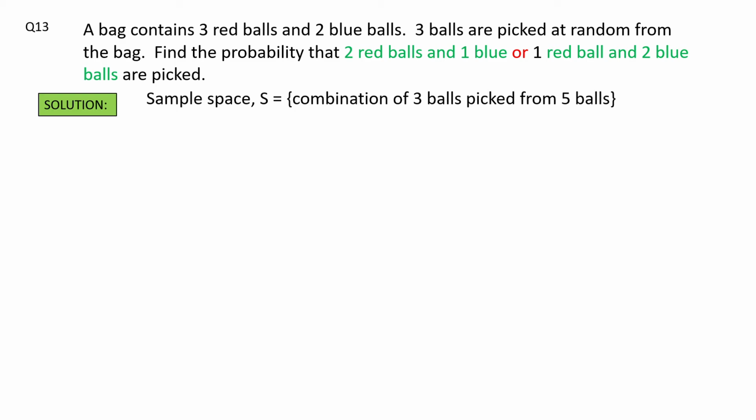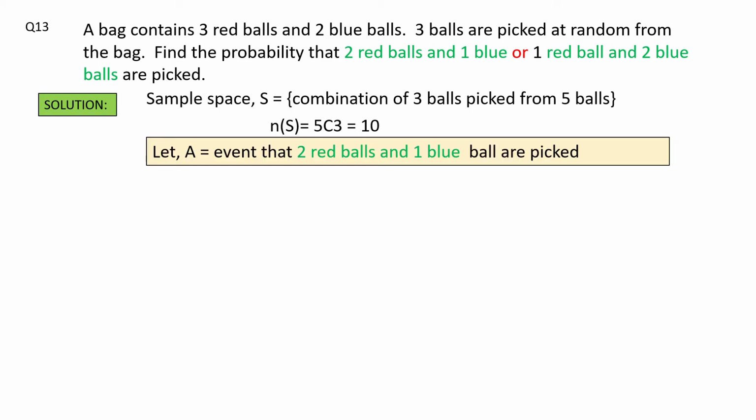Okay, so here let's define the sample space. The sample space consists of combinations of 3 balls picked from 5 balls. You don't have to list out the outcomes, just calculate the number of the sample space. We can do this by using the combination formula 5C3. Why 5? Because we have a total number of 5 balls in the bag. So 5 choose 3 equals 10.